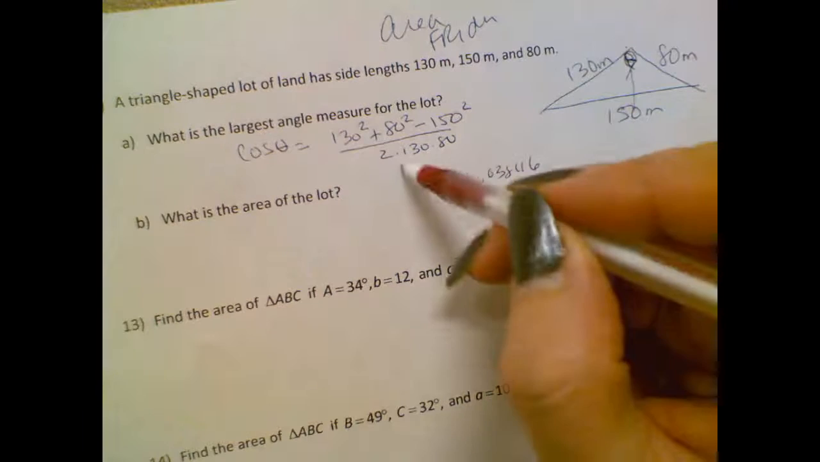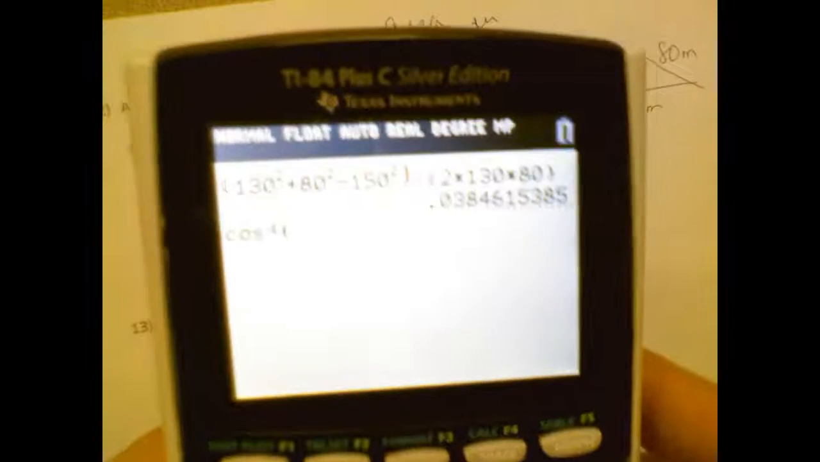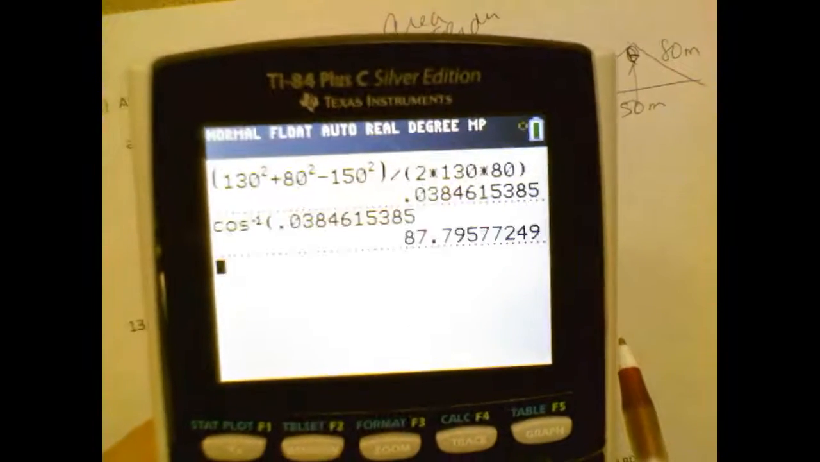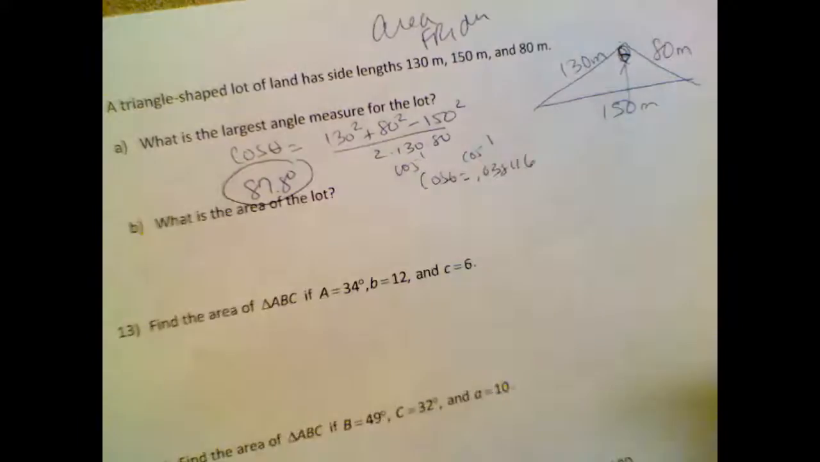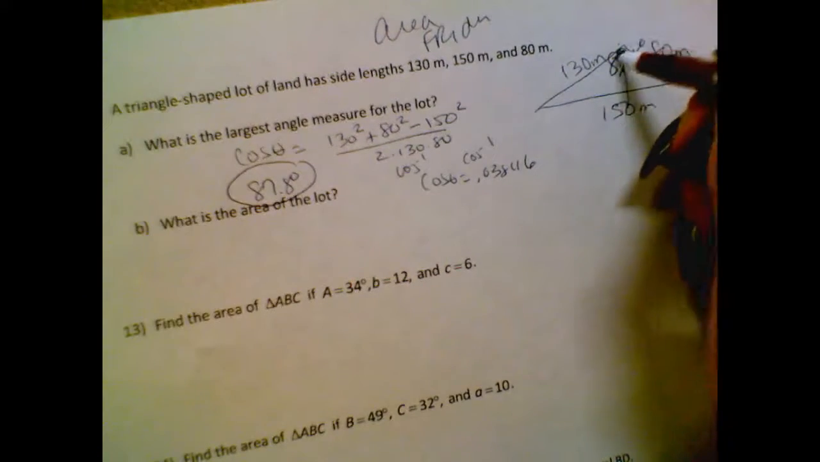Whenever you're solving for an angle, you're going to end up doing inverse cosine. So we're going to press second cosine, go up and highlight, press enter, enter, and you get 87.8 degrees. So this right here is 87.8 degrees.